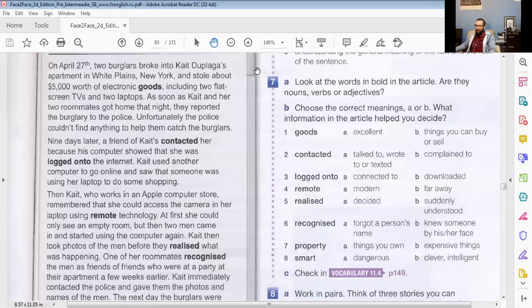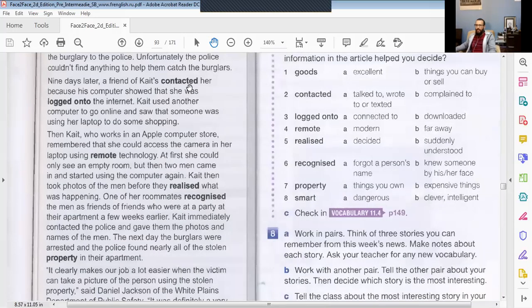Yeah. This is what we want. We don't need the meaning now. We just want to know what kind of word it is. So you're right, it's a noun. This one, I think this is easy. Contacted her because blah, blah. What about contacted? It's a verb. Correct.